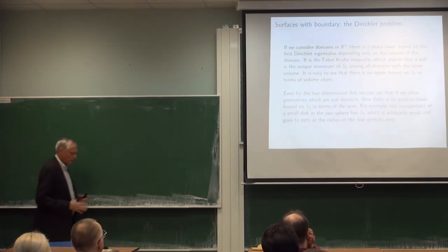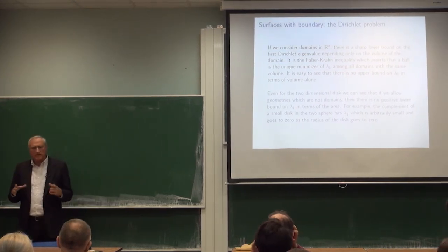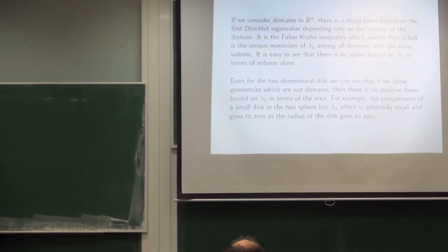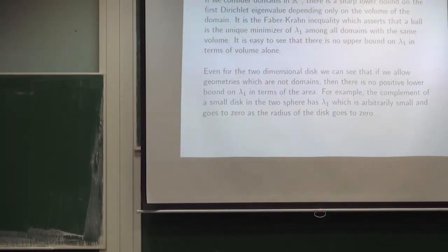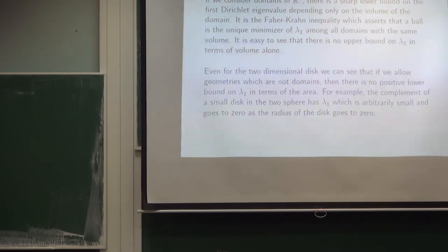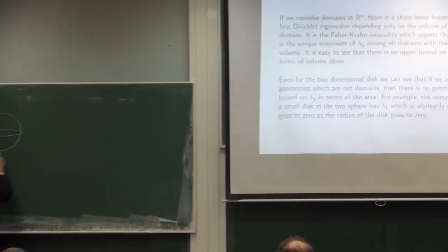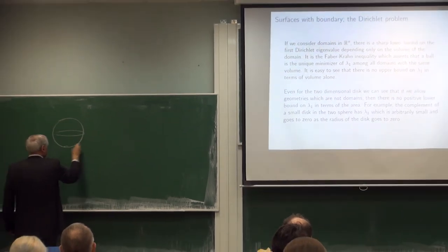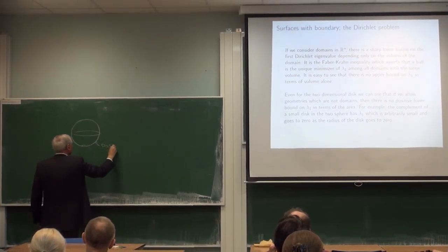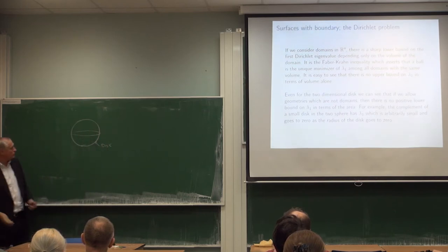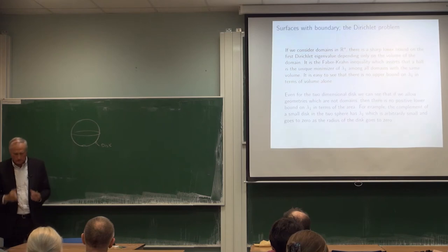But we're interested really not just in metrics that arise on domains in Rn, but in more general Riemannian metrics. And so if you ask whether the Faber-Krahn inequality could generalize to other metrics, then you see pretty easily that it doesn't. In fact, if you just take the two-dimensional disk and consider a metric which is almost the whole 2 sphere. So here's our disk. It's a metric of curvature 1. It's a round metric, so it's a disk, but it almost covers the sphere.